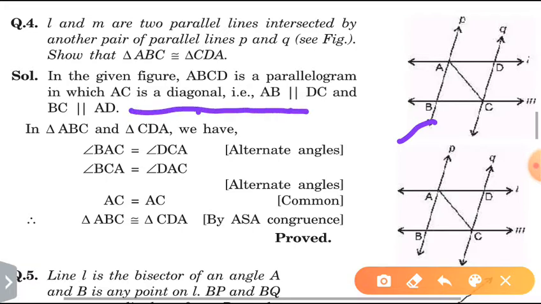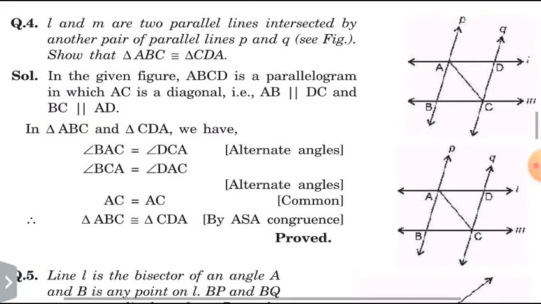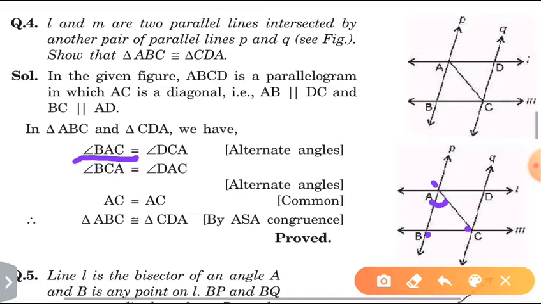AB is parallel to DC. Similarly, BC is parallel to AD. That means these lines are parallel to each other. I have written in the form of 1, 2, 3, 4, but they have written the names of the angles: BAC, this angle, and similarly DCA, this angle.